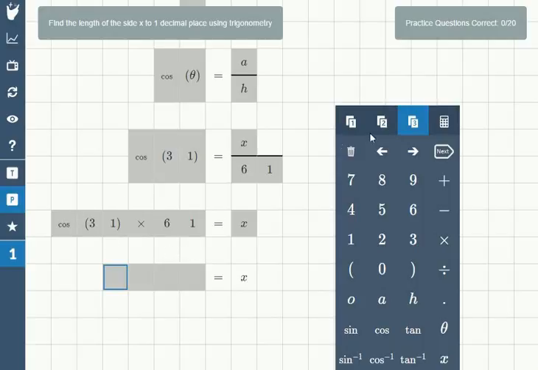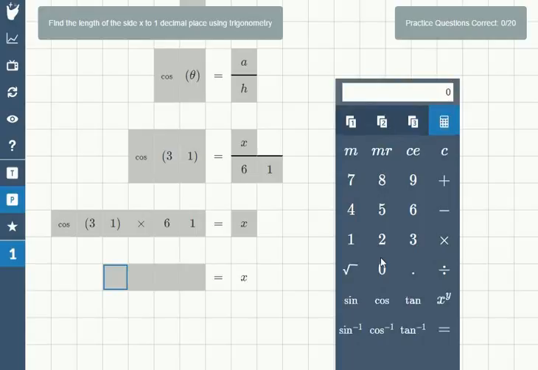And so if we go to the calculator, we can put 31 into the calculator and then hit the cos button to find the cos of that angle, and then multiply that answer by 61 to find the final answer. And our final answer is 52 followed by a whole lot of decimal values, but we need to round it to one decimal place.